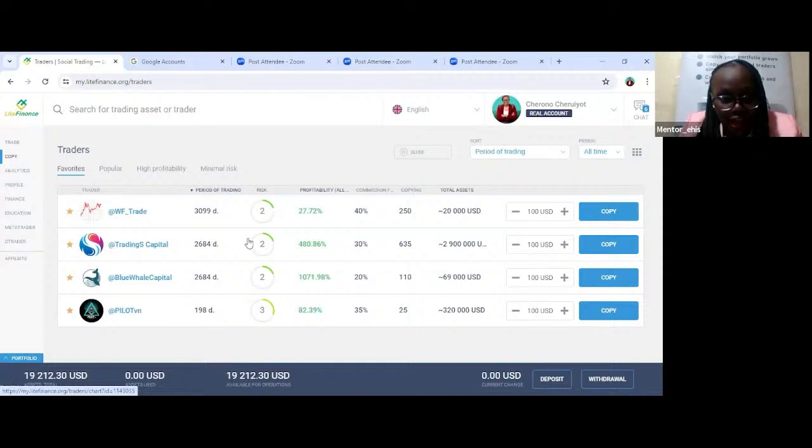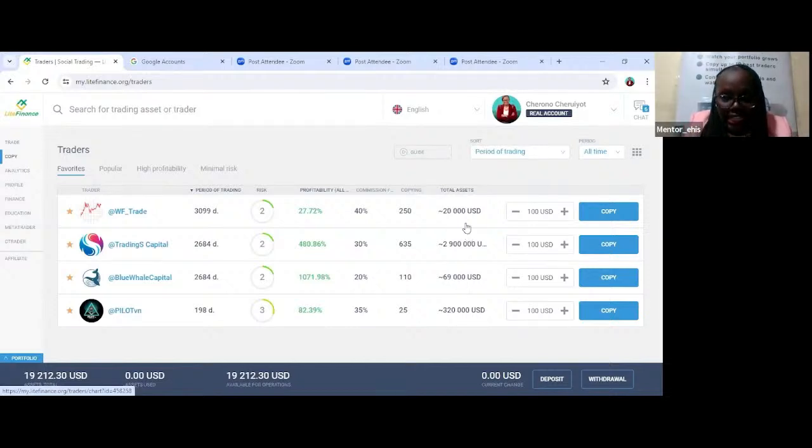The next is the trading capital. But I want us to follow these categories. There is the period of trading, the risk level. I had mentioned that the risk level is rated 1 to 10, and these particular ones are around 2. Profitability is 27.72%. The number of people copying this person is 250. The next is 635. The next is 110, and the total number of assets.